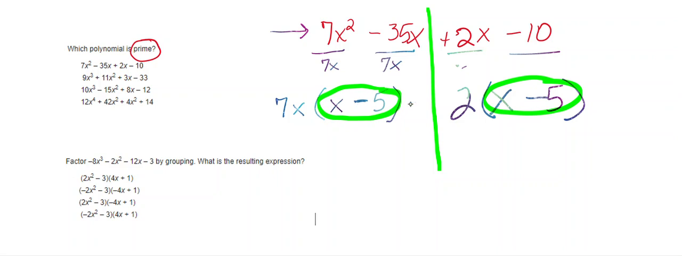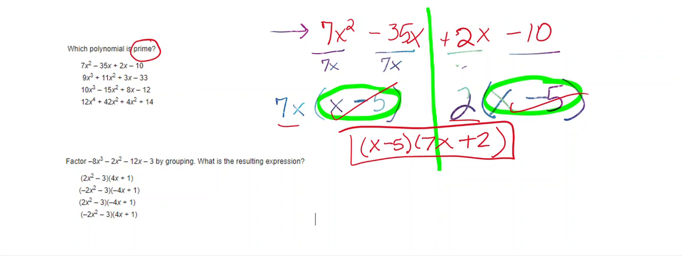This polynomial is not prime because we do get the same parentheses, which means we can give a final answer. So we pull out the parentheses they have in common, x minus 5. We've pulled that out, and then the other part of our answer is what's left, the 7x plus 2. So my factored form is 7x plus 2 times x minus 5, but because multiplication is commutative, we could write it either way.